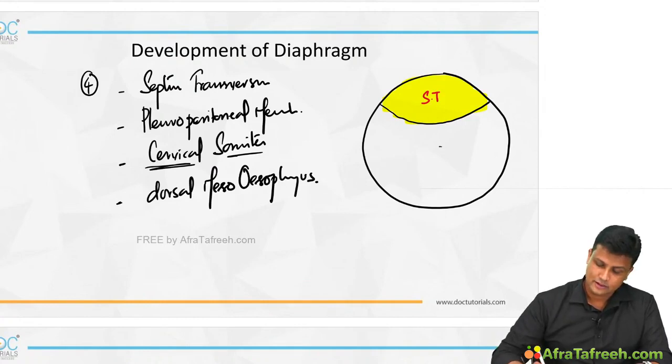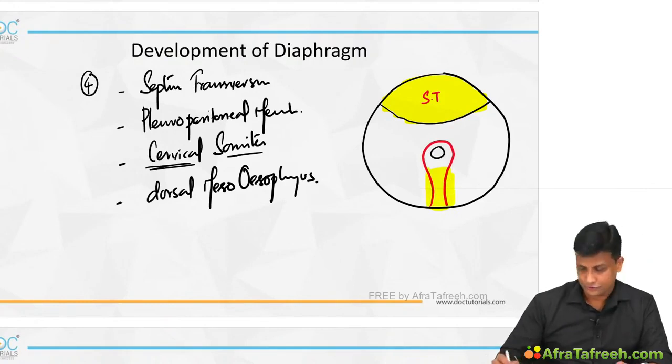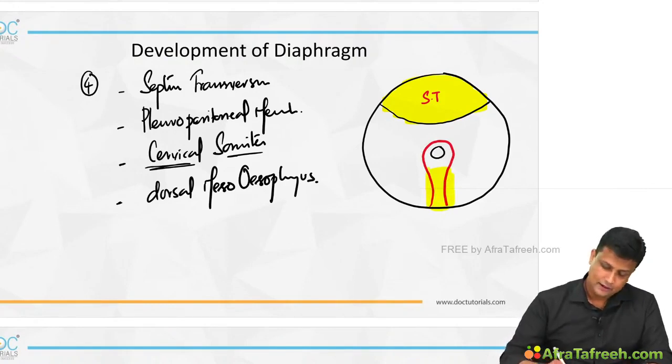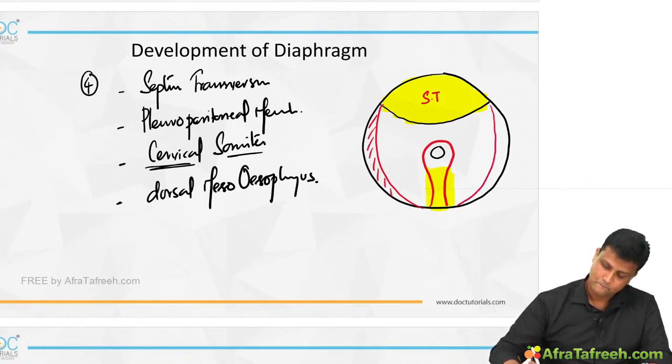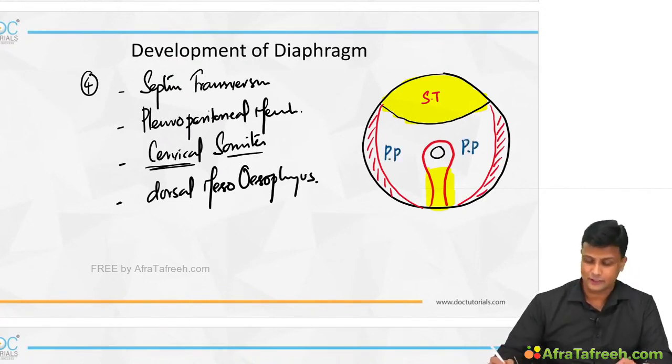Now what is going to pass in the middle here? That is your esophagus. And this one will be the dorsal mesoesophagus. Then you will have the somites here. They are the ones which are going to form the muscular part, the peripheral part. And whatever is left in the middle is the pleuroperitoneal membrane. It is paired on either side. That is the pleuroperitoneal membrane, guys.